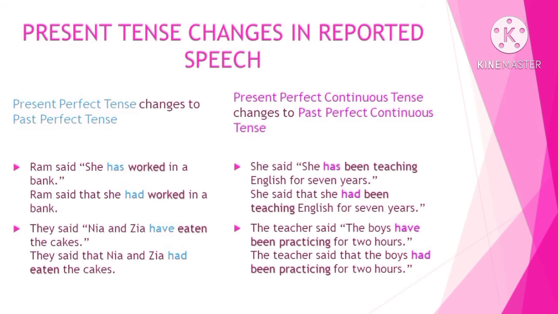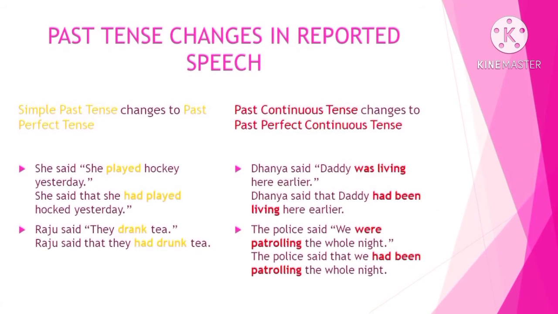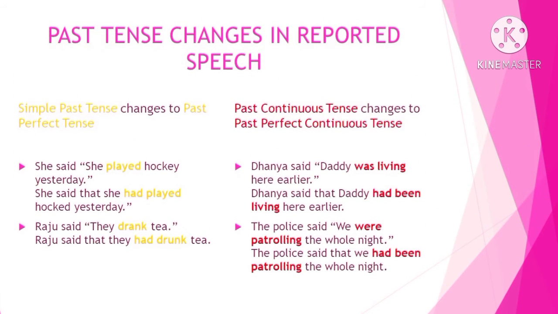Now next is the past tense form. Okay, past tense form, how it will change. There are only two forms of past tense that are changed. Okay, so simple past tense will change into past perfect tense. This is a little confusing, so you need to have more concentration when you are changing past tense forms in reported speech. Okay, so simple past tense, how is it changing? It is changing into past perfect form. So past perfect form, what is it? Had plus verb in the past participle or the V3 form.